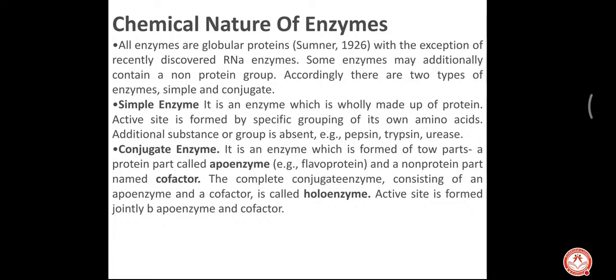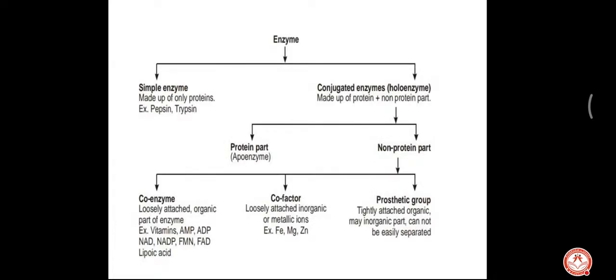Now, conjugate enzymes. A conjugate enzyme is formed of two parts: a protein part called apoenzyme and a non-protein part called cofactor. A complete conjugate enzyme consisting of apoenzyme and cofactor is called holoenzyme. The active site is formed jointly by apoenzyme and cofactor. In this figure, you are seeing enzymes are of two types: simple enzymes made up of proteins only, and conjugate enzymes made up of protein as well as non-protein part. The protein part is called apoenzyme and the non-protein part can be coenzyme, cofactor or prosthetic group.